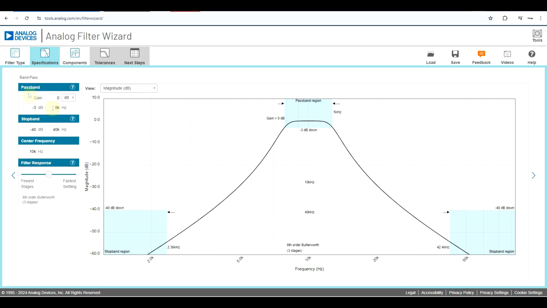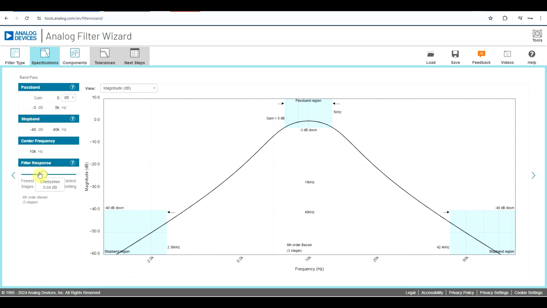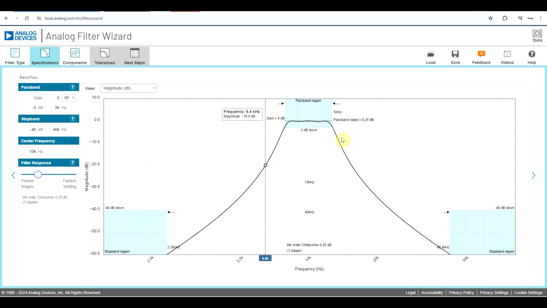Like what is the exact passband, what is the desired gain and frequency, as well as stopband related parameters. And then it requires the desired type of response. So do you want a filter with fewer stages that has a certain ripple, like a Chebyshev, or do you want a filter with a smoother response, but with more stages?